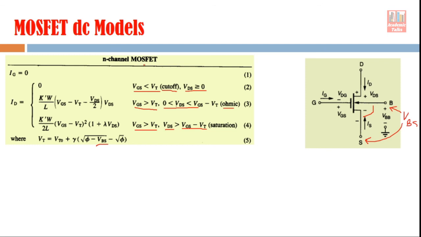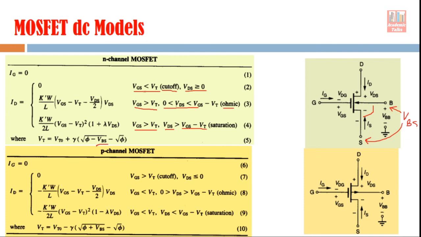Now let's see what happens in the case of a P-channel MOSFET. Exactly as you see here, in the symbol the arrow is outward. So this is your PMOS, right? Here you see the model equations listed. Almost the same: IG is 0. Even if it is PMOS, IG is going to remain 0 because that insulating portion is still there.